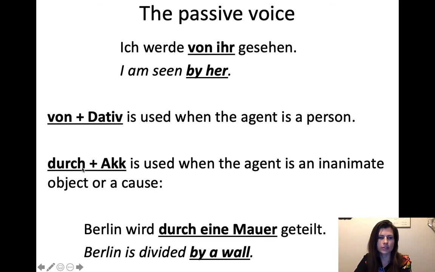So durch typically means through. So through is like by means of, or those are the means, I guess, through which it happens, right? So Berlin wird durch eine Mauer geteilt, you would still say by a wall. Wird plus the past participle makes the passive, and then durch eine Mauer, by a wall. So that's when it's an inanimate object or some sort of conceptual cause. But then if it's a person, you want to say von.